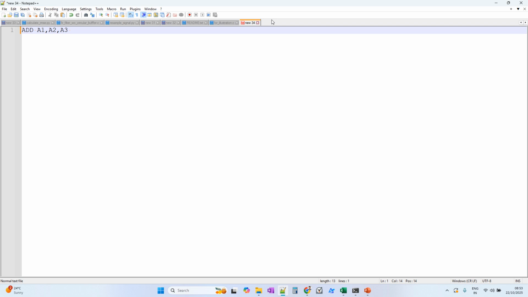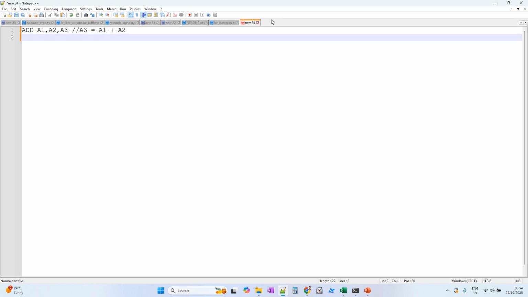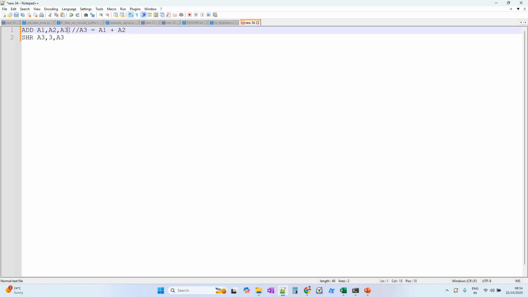So what this is doing, as pseudocode, what does this mean: A3 equal to A1 plus A2. This is what it is doing. So here the next instruction can use it immediately. For example, if there is a shift, SHR, on A3 by 3, and then store it back to A3, we can use it right after this instruction.